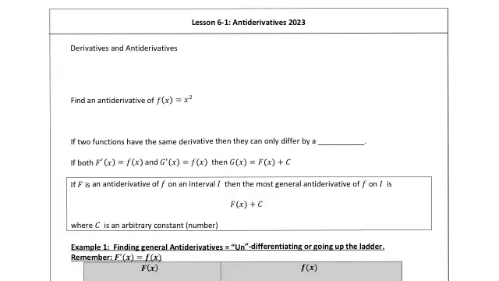Hi folks, this is a lesson on antiderivatives. It's our first lesson of Unit 6.